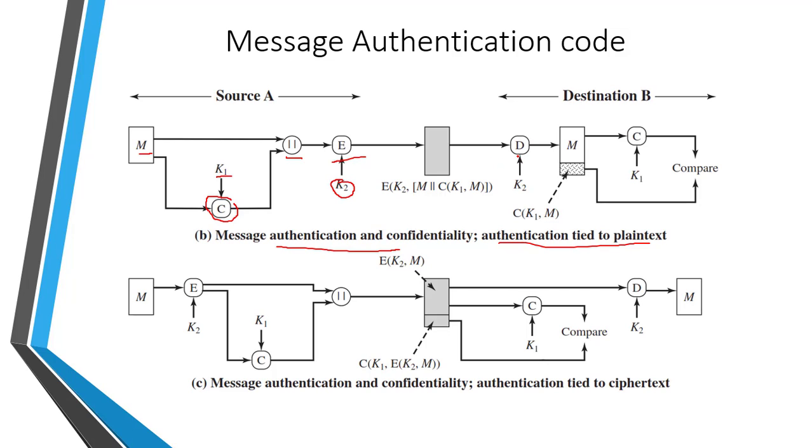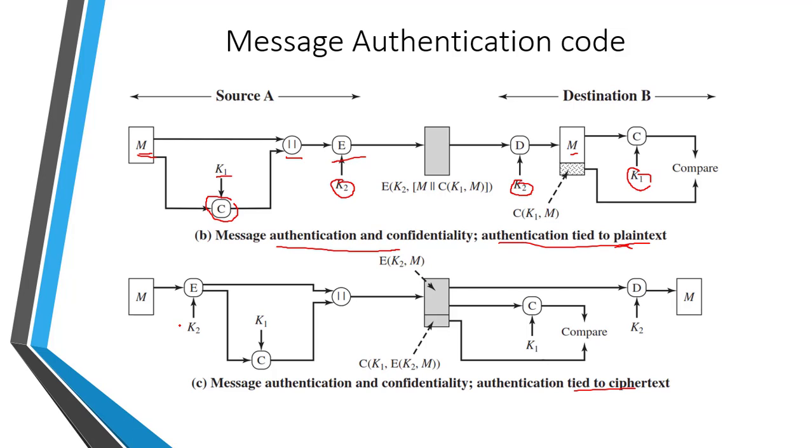And on the destination side, first of all, destination D will decrypt the message using the decryption key K2 and then, using the key K1 and the message M, calculate the MAC code and compare the calculated code with the appended received code. So this scheme calculates the MAC code on the original message. That's why it is known as authentication tied to the plain text, because the MAC is calculated on the plain text. Another scheme which is used is authentication tied to the ciphertext.